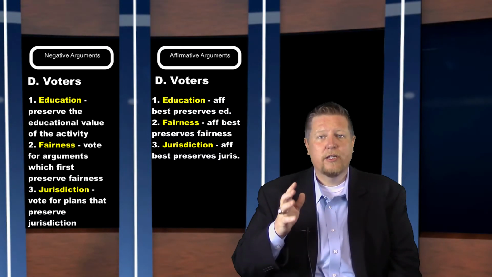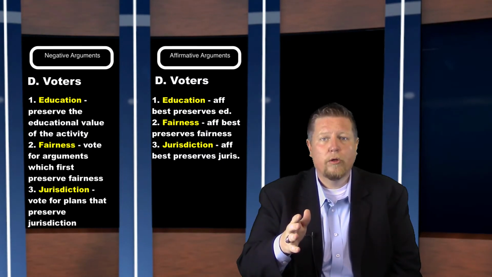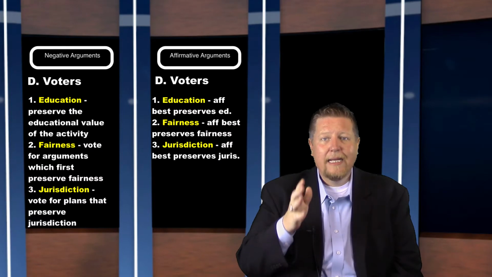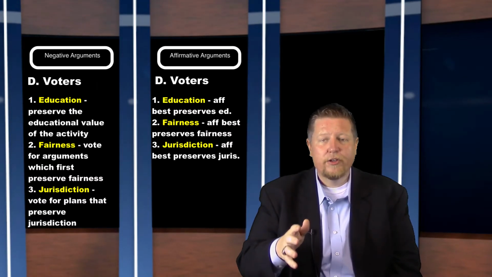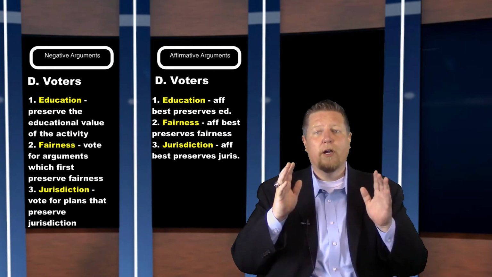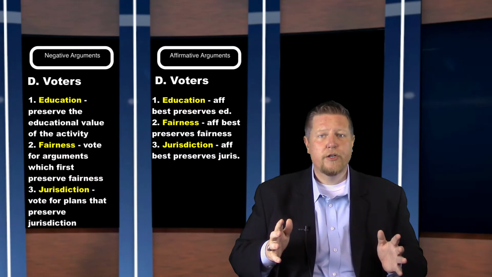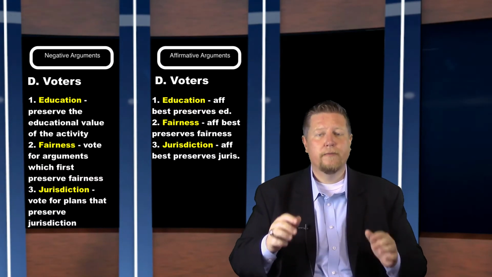You can mitigate the existing voters by essentially saying, yes, education, fairness, and jurisdiction are important to the world of debate, and our affirmative plan, counter-interpretation, and counter-standards all demonstrate how we not only make the round more educational for everyone involved, we also make it more fair. Moreover, we don't fall outside the jurisdiction of the resolution, so we protect that too.